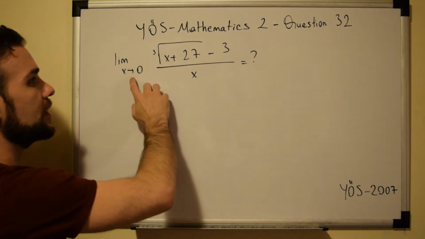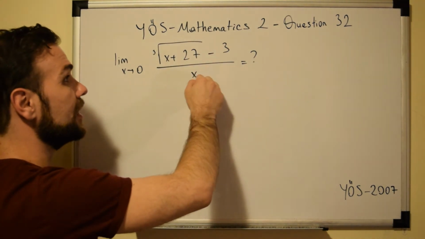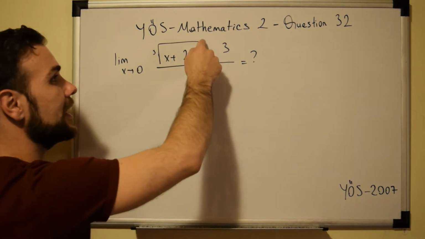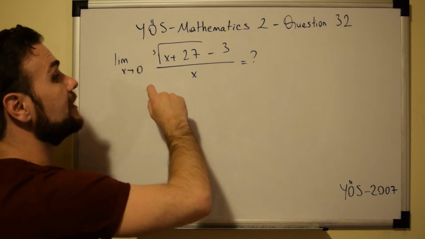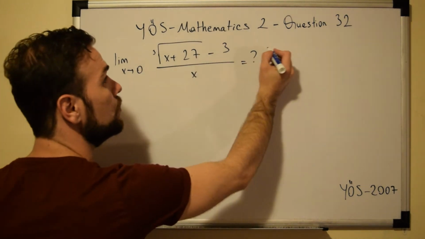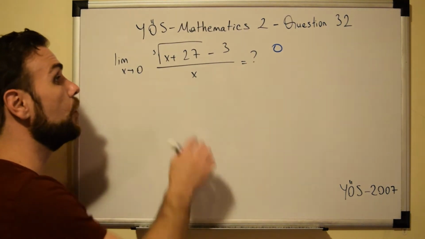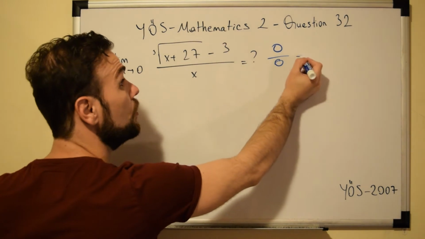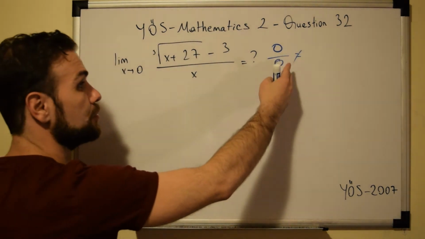So instead of x, I will put 0. So 0 plus 27 is going to be equal to 27. 27 can be written as 3 to the power of 3, and the power of 3 would eliminate the third root, and we will be left with 3. So 3 minus 3 gives us a numerator of 0. If I replace x with 0, I also have a denominator of 0. So we have an undefined solution, which means this solution is wrong.